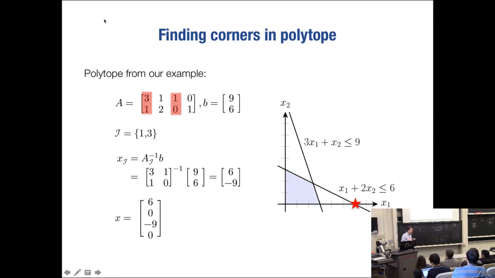And so this is a really nice form for being able to easily enumerate how the corners are formed in this polytope. The ease of doing this is one reason why standard form is very popular for algorithms that manipulate linear programming problems. Okay. Any questions?